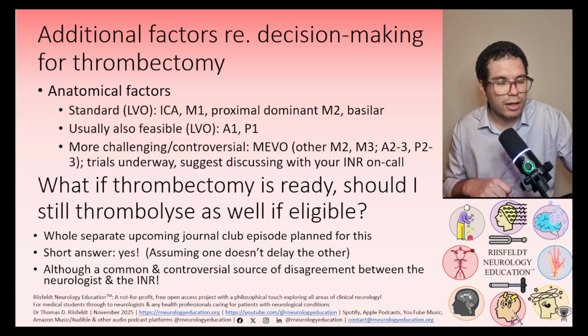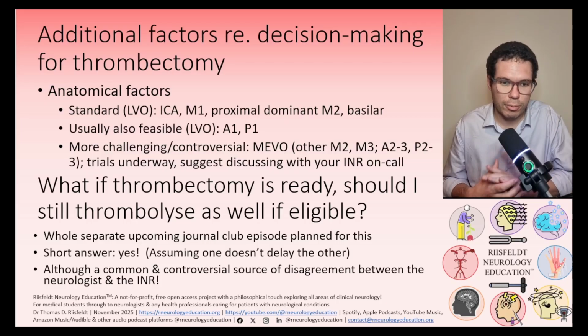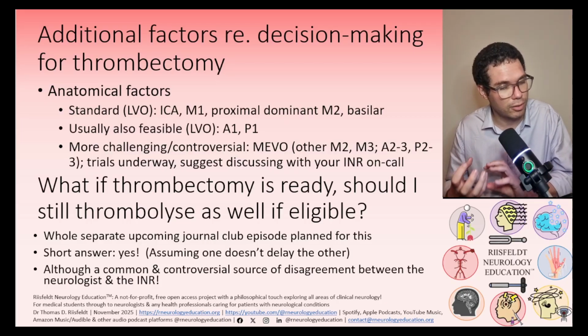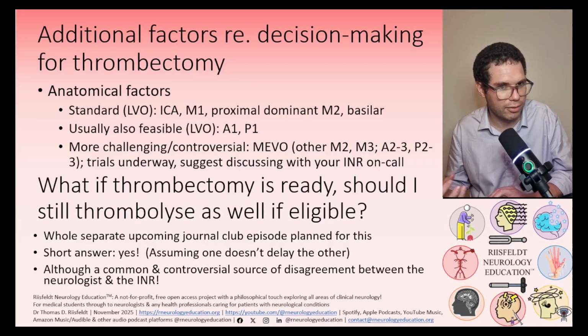So again, I won't go into too much detail on this because I've got a whole separate episode in our Journal Club series, which is going to be looking at this question specifically and 3 studies that looked at this. But the short answer, so the spoiler, is yes. Basically, you should still thrombolyze even if thrombectomy is available.